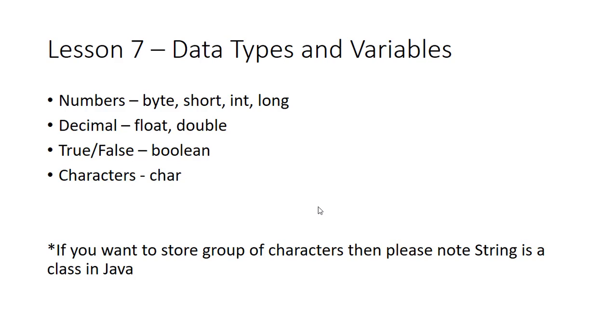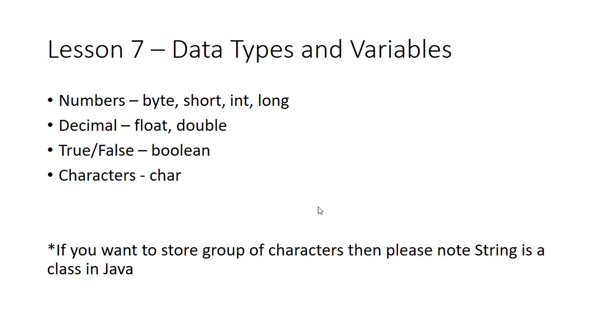Because we are going to do different things in a programming language, we need to work on data. When we say we work on data, anything like a number is called data. There are 4 types of data which you can store in Java: numbers, decimals, true or false, or 0 and 1 you can say, and characters.